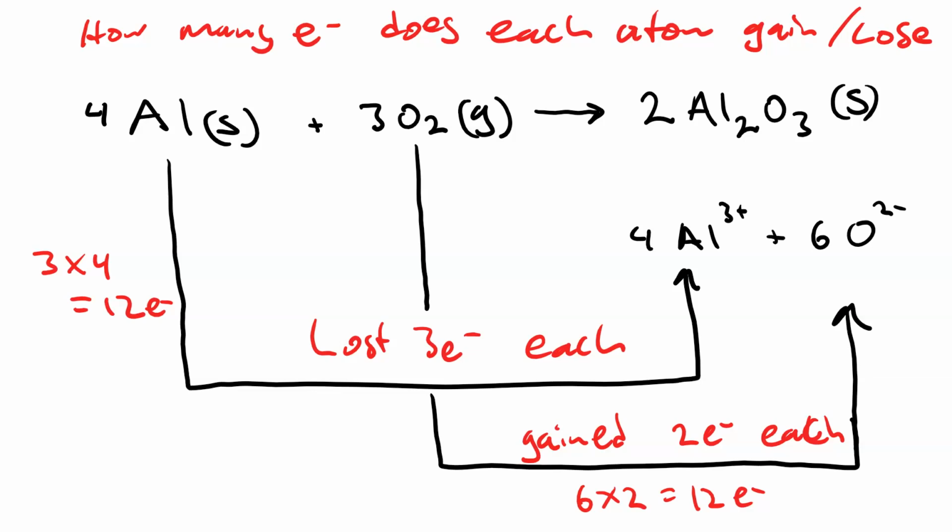And those 12 electrons that aluminum lost are the 12 electrons that oxygen gained. Hence, aluminum is the reducing agent, and oxygen is the oxidizing agent.